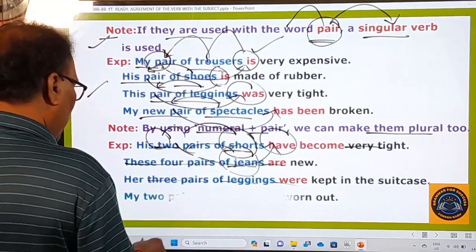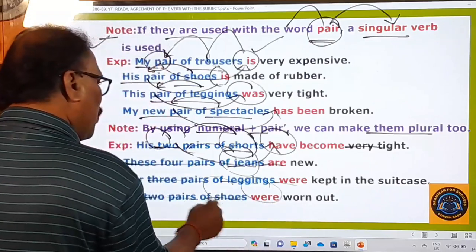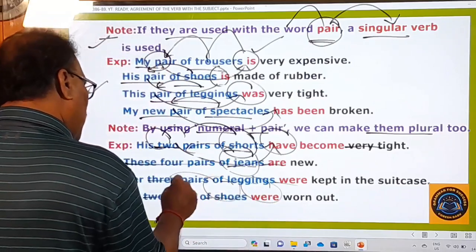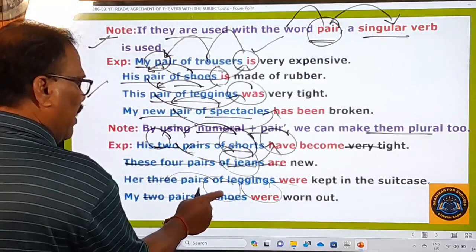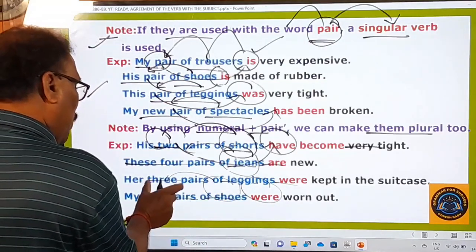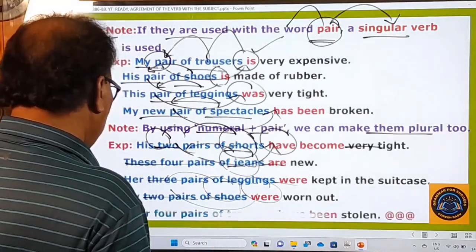And here, my two pairs of shoes were worn out. Shoes, okay, it's a plural word. You are using this with two pairs. Then there are two pairs. It's not a single pair, but it's two pairs. So two pairs means automatically plural. Therefore, were is used. And one more example here is given for you.